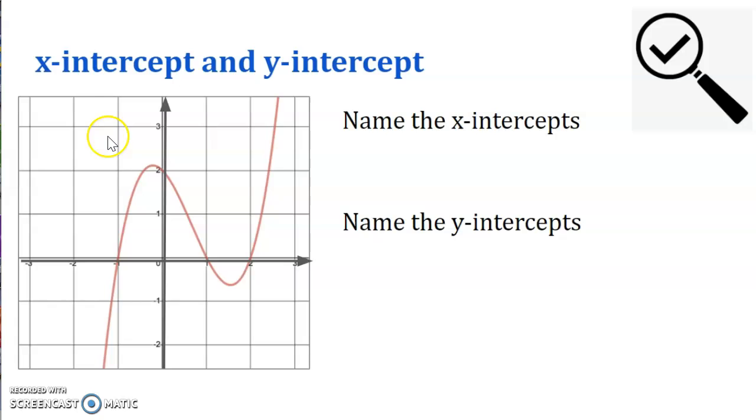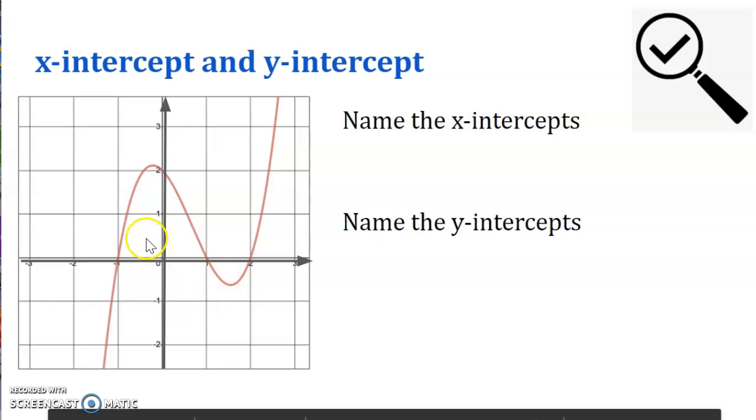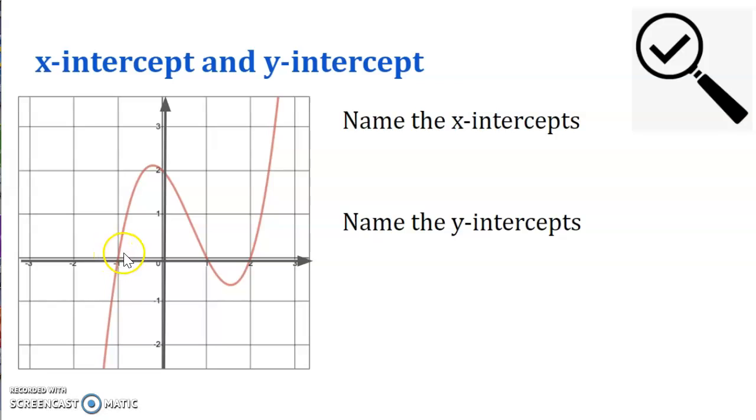Okay, so let's talk about the x-intercept and y-intercept of this graph. I'm going to ask you to pause the video and see if you can jot down the x-intercept and the y-intercept. The answer is going to be shared in 3, 2, 1.